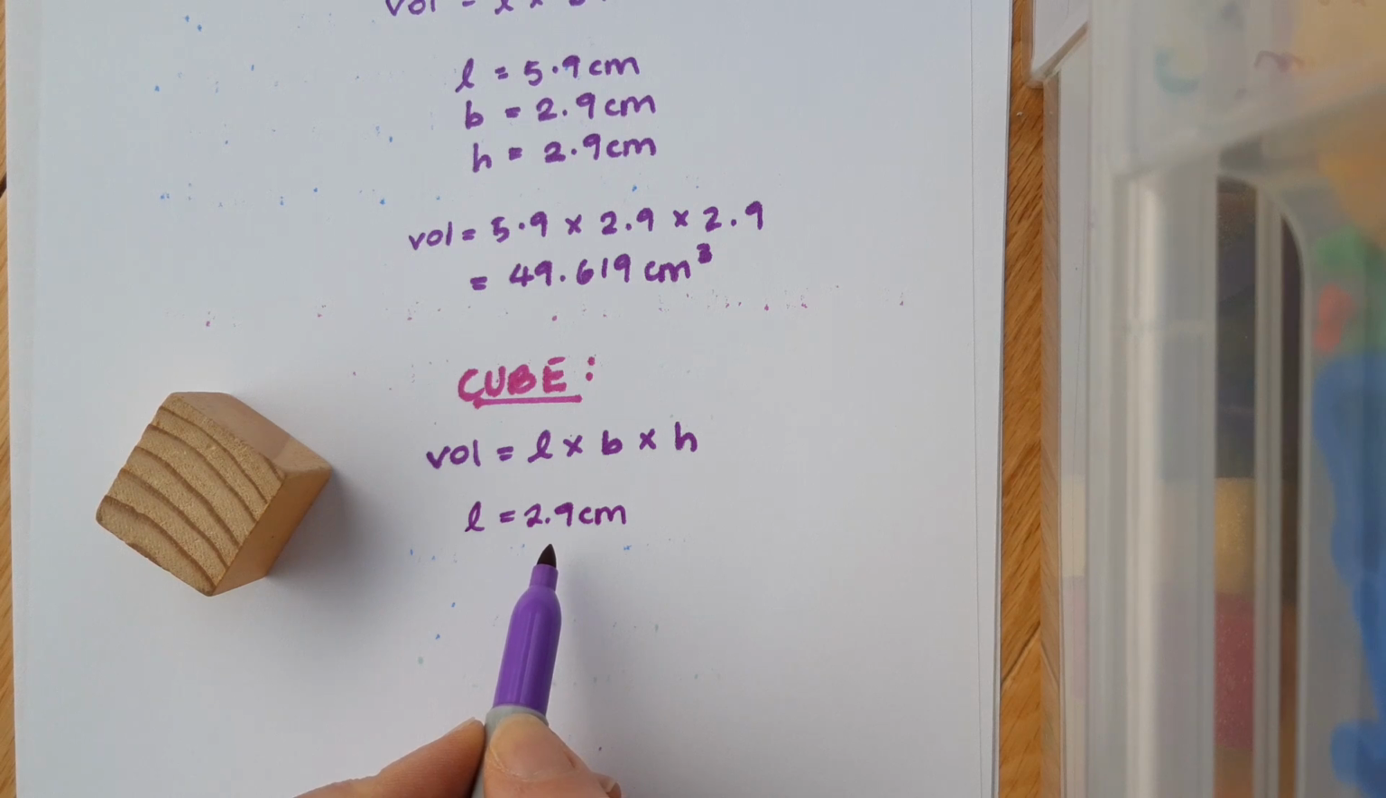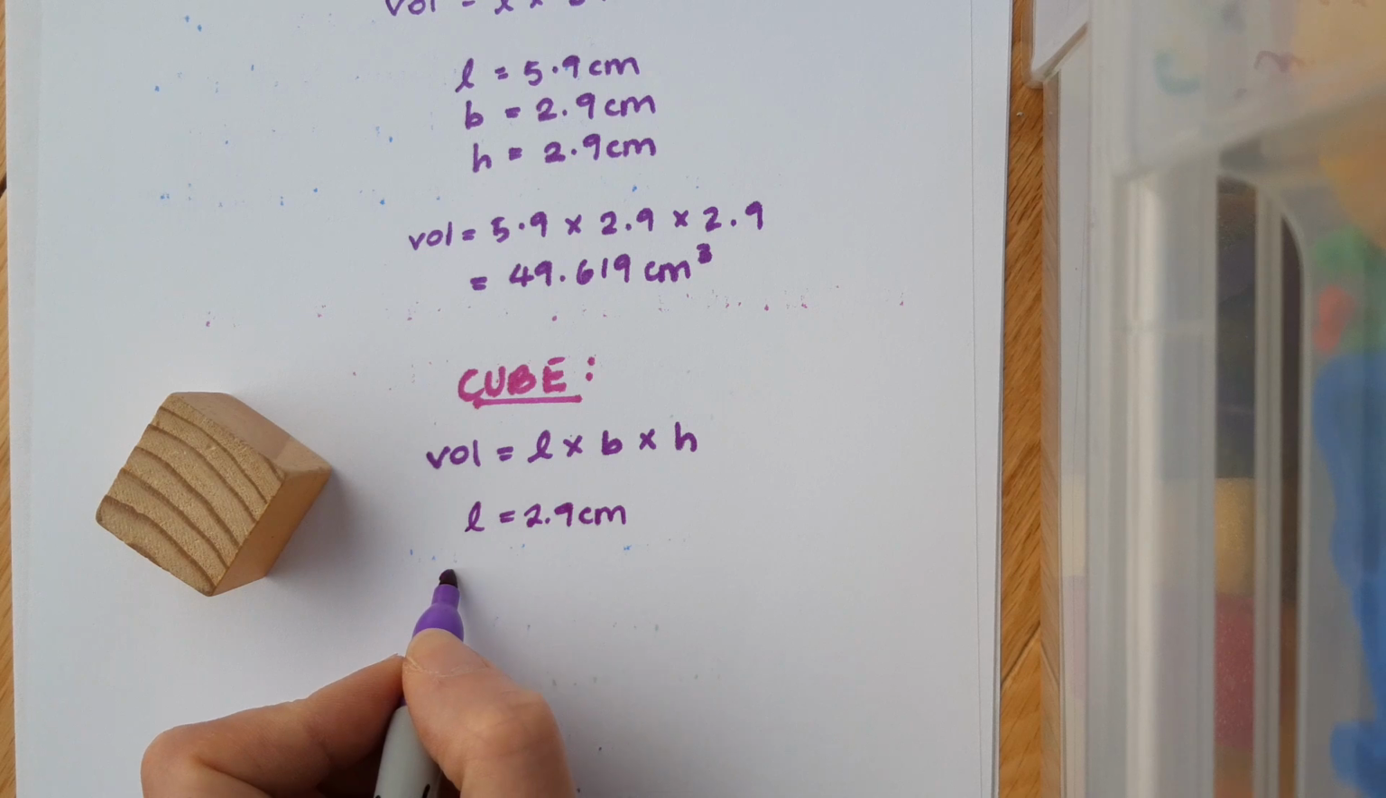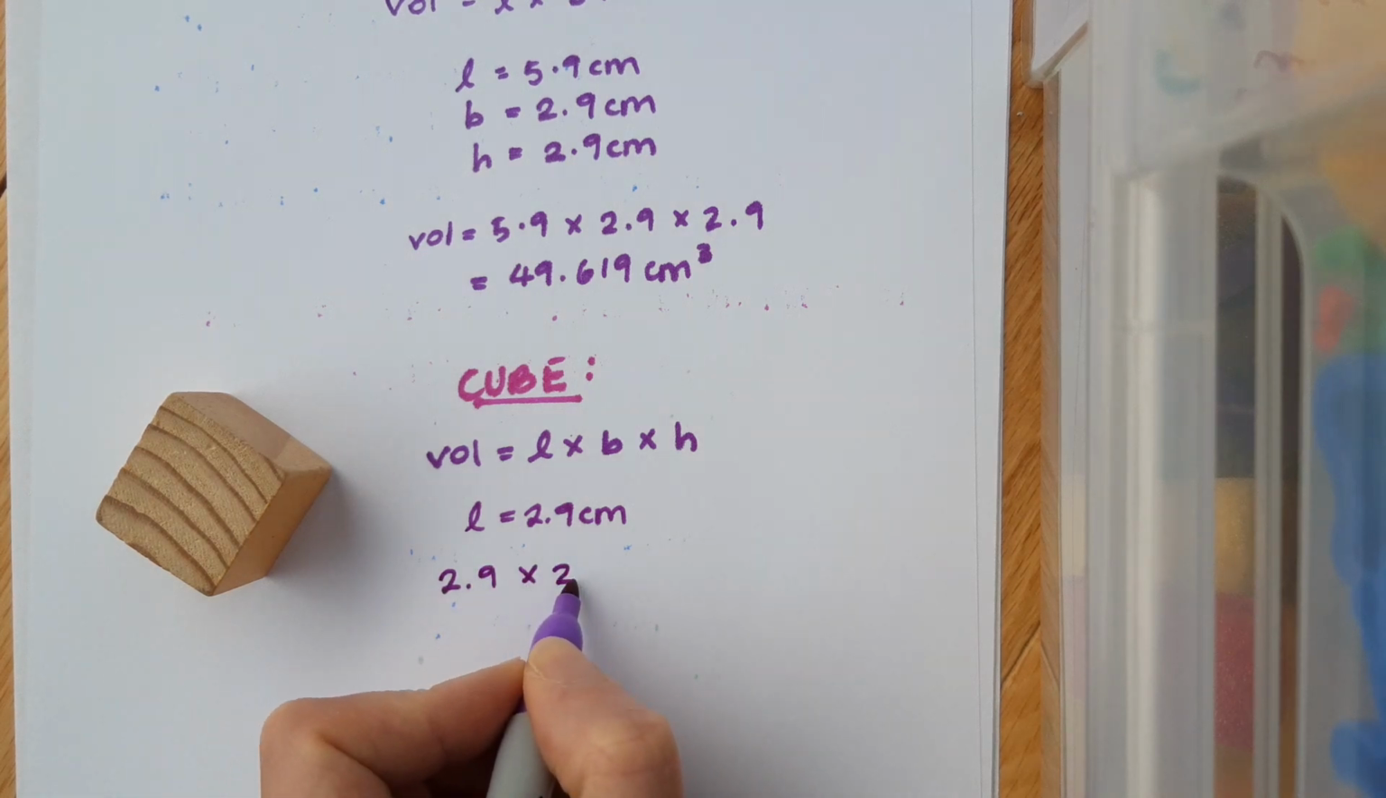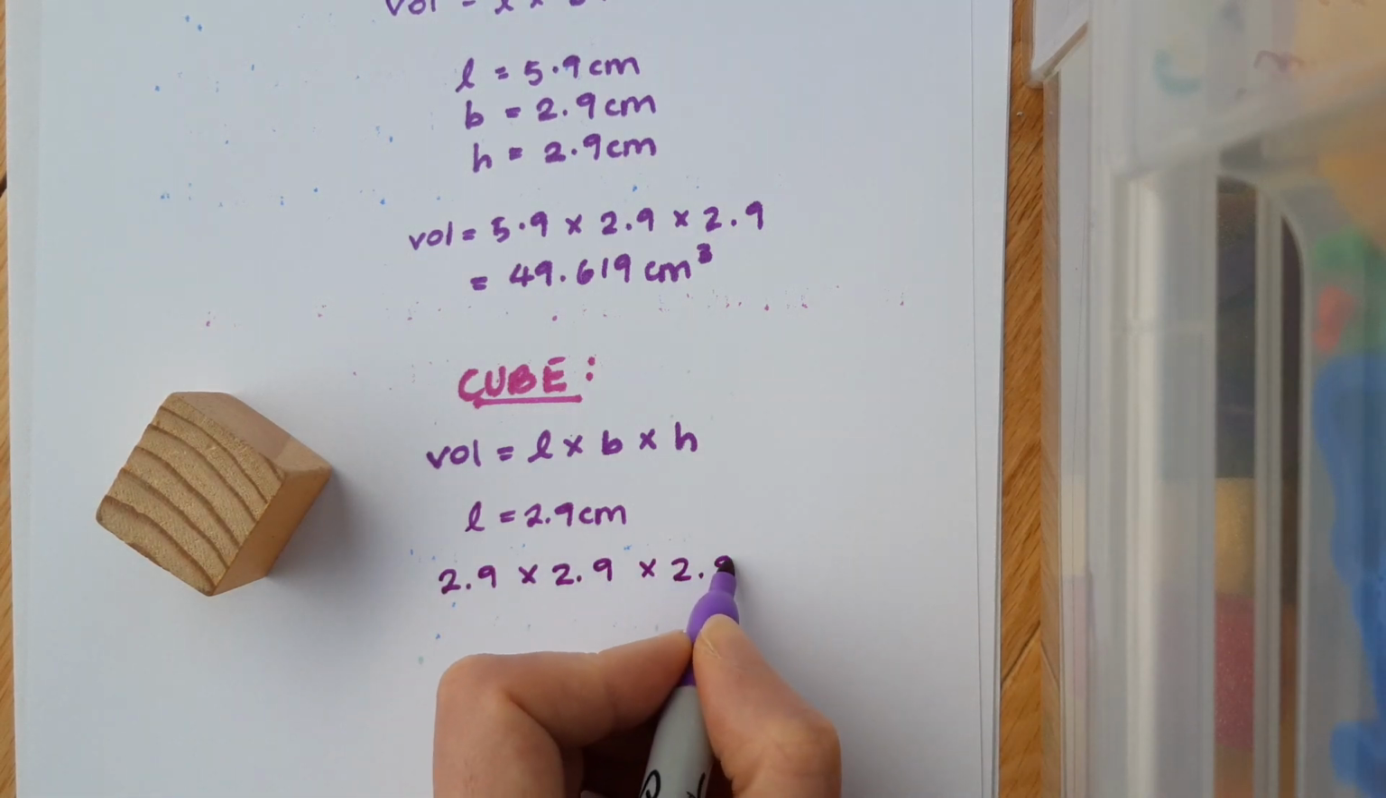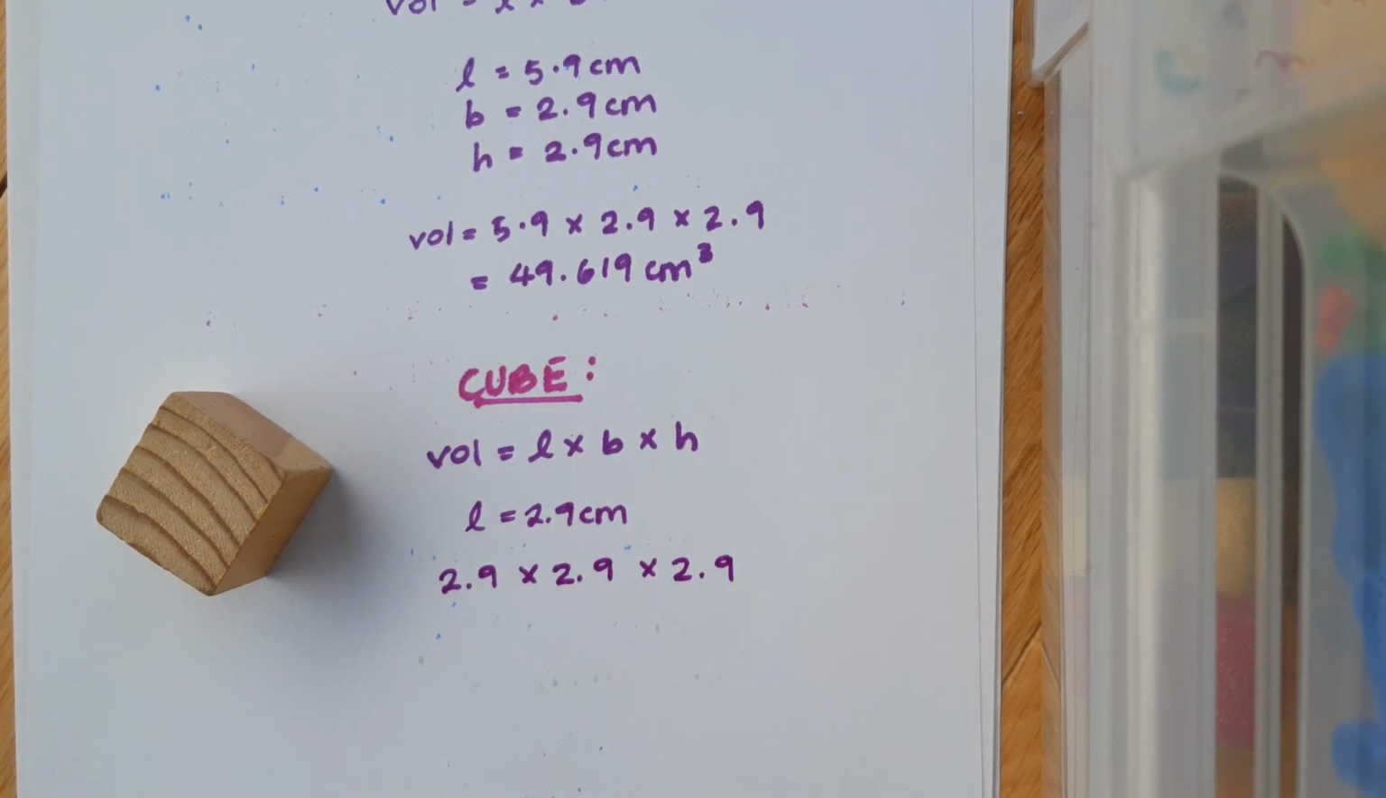But I wonder, is there a more efficient way of writing that down? Have a think for a second. How else could I write 2.9 by 2.9 by 2.9? Not looking for the answer just yet, just a different way of writing that.